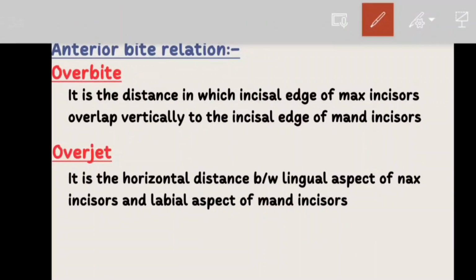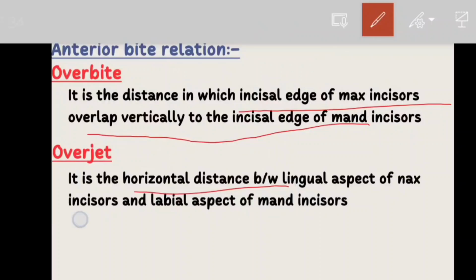Now we see the anterior bite relation. Overbite means the distance by which the incisal edge of the maxillary incisor overlaps vertically the incisal edge of the mandibular incisor. Okay. Overjet is the horizontal distance between the lingual aspect of the maxillary incisors and the labial aspect of the mandibular incisor. So this is a very common exam definition. Remember them properly.